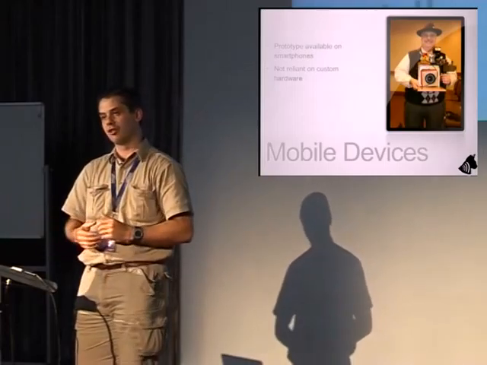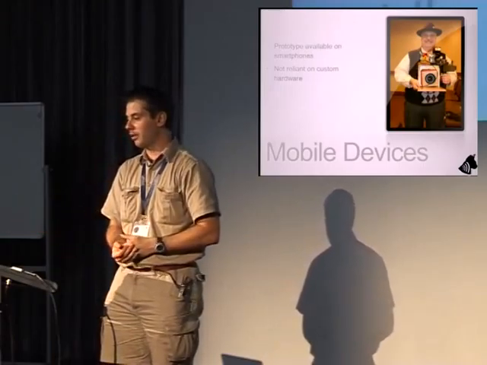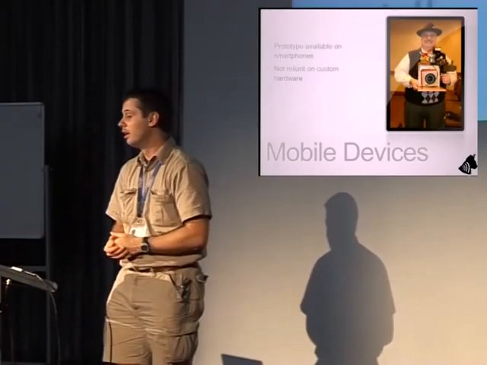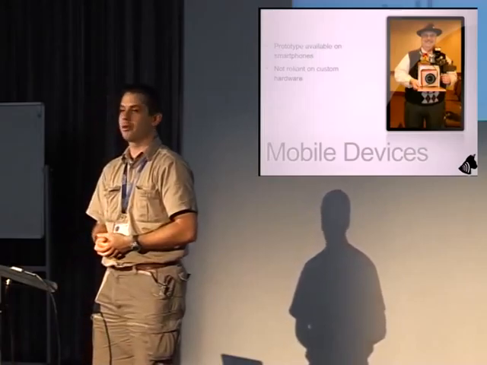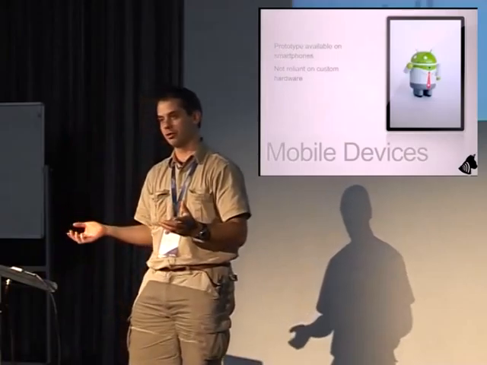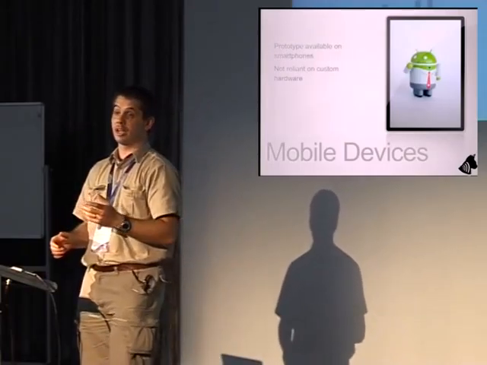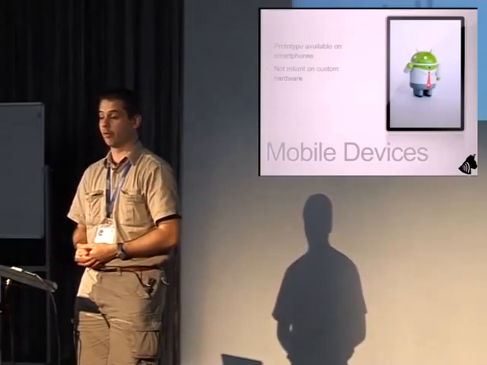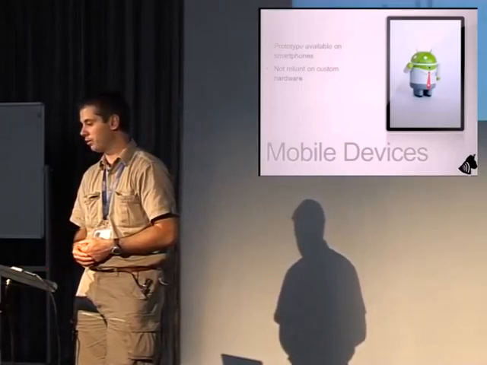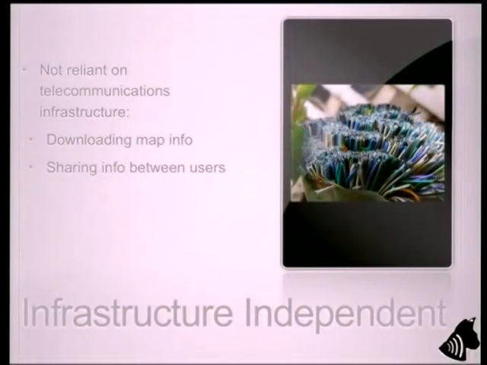So this fine gentleman on the screen has a lovely camera. It happens to be a mobile camera for that matter too. But that's probably not the kind of thing that we want to target. Instead, we want something ubiquitous. So we went with the Android platform, which of course was dictated by that being the primary platform for Serval at this point in time as well. So that's mobile devices.